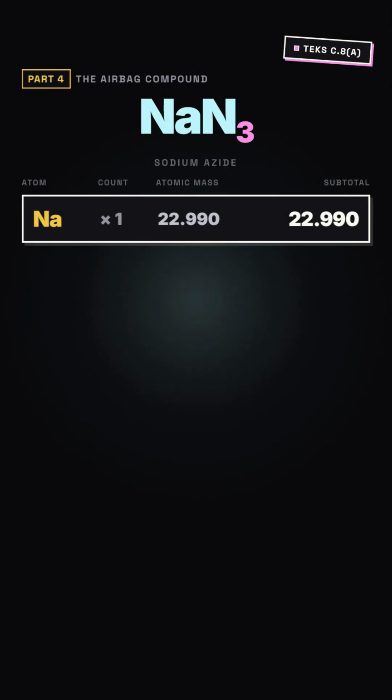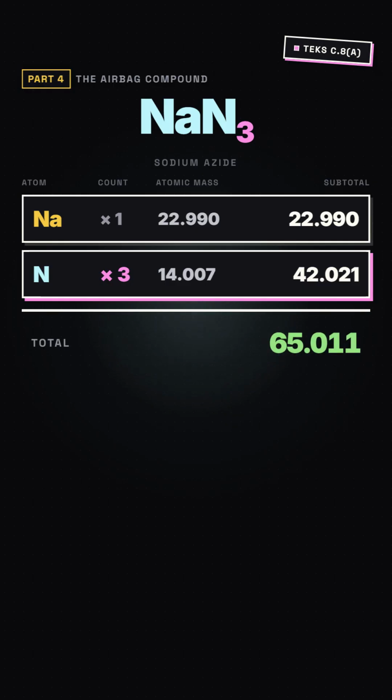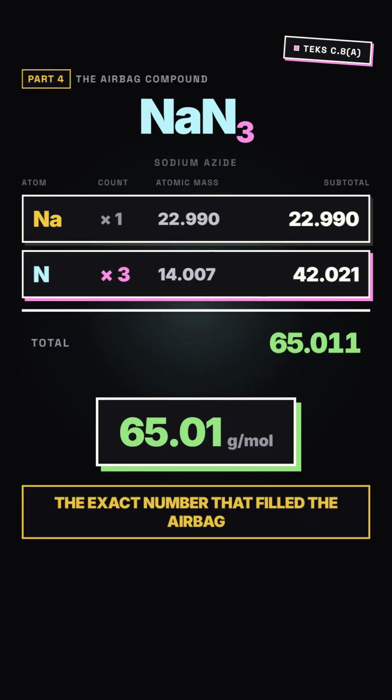Let's do the airbag compound from part 4, sodium azide, NaN3. 1 sodium, 22.99. 3 nitrogens, so 3 times 14.007, which is 42.02. Add them, and you get 65.01 grams per mole. That is exactly the number we use to work out how much nitrogen gas fills the bag.